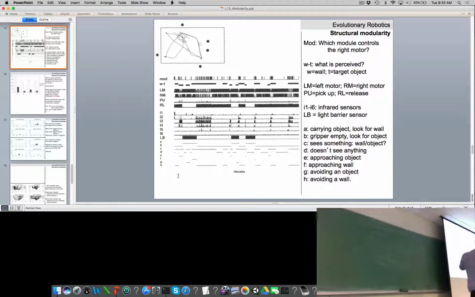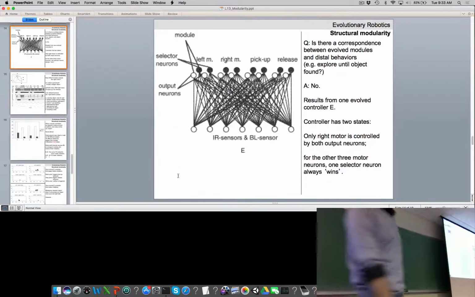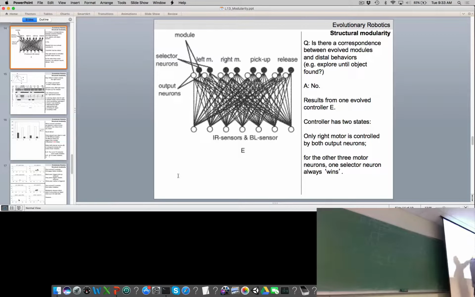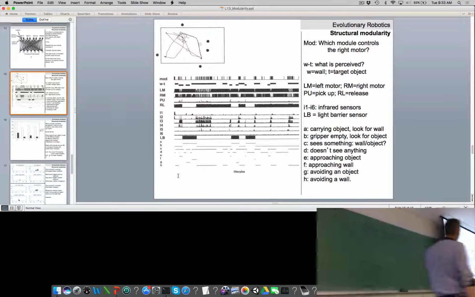Okay, so here we go. Let's work our way down this figure starting with the top row here. Mod is module, which indicates which of the 2 modules controlled the right motor. Remember that we just saw that this module controlled the right motor for some of the time, and this module controlled the right motor for the rest of the time. The horizontal axis here is the time during which the robot was moving in the environment. So this is not evolutionary time now. This is the lifetime of the robot.